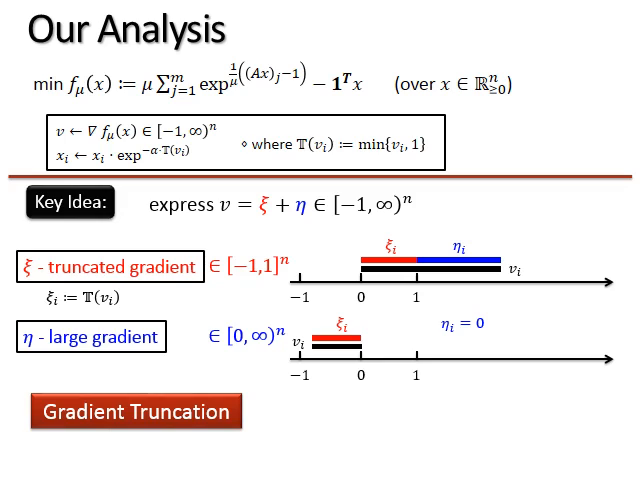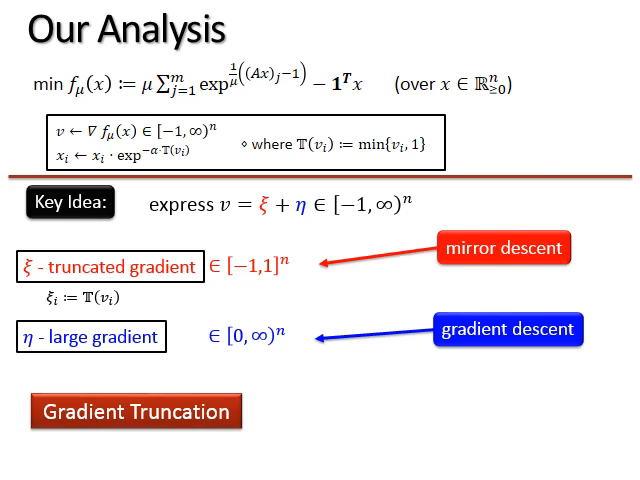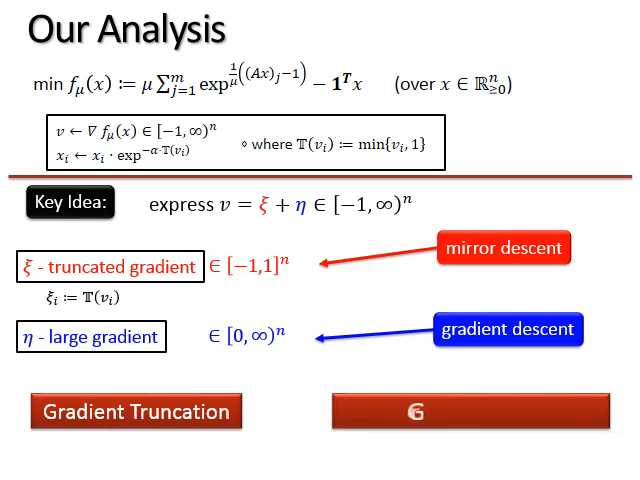The reason we want to apply such a gradient truncation is because it allows us to apply the so-called gradient descent method to the large gradient part, and the so-called mirror descent method to the truncated gradient part, and then apply what we call gradient mirror coupling technique that we developed in a separate paper in order to combine the convergence analysis of the two smaller methods in order to get a faster global method. So that is like the overall plan of the rest of the talk.